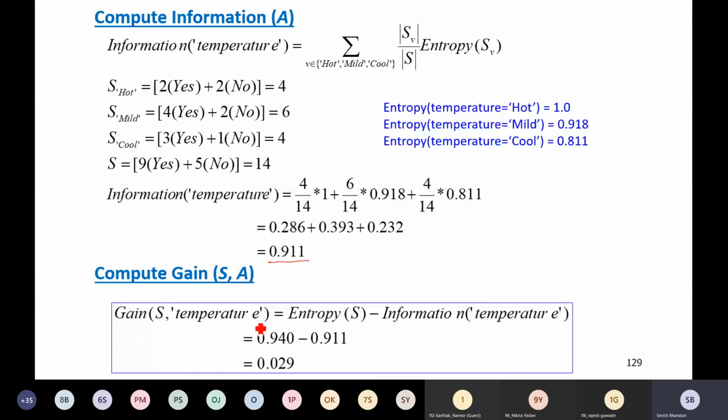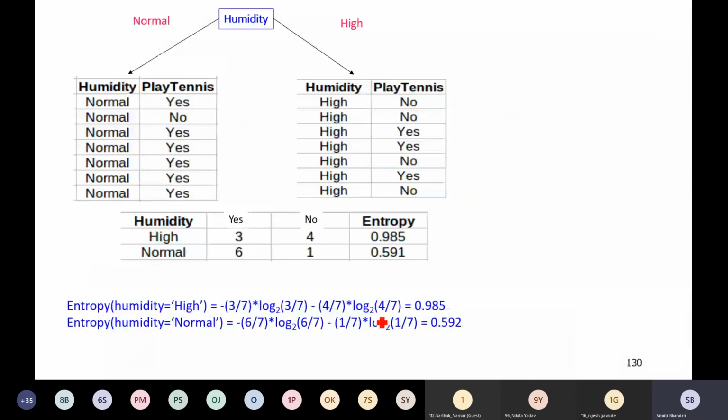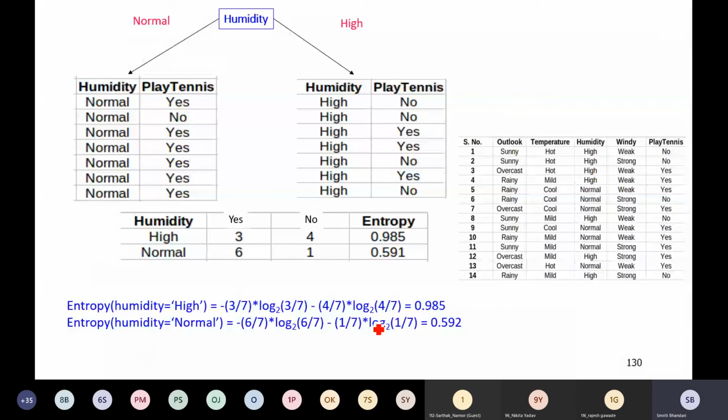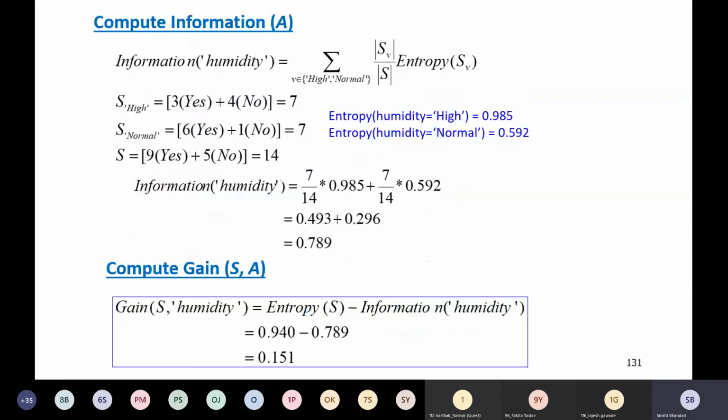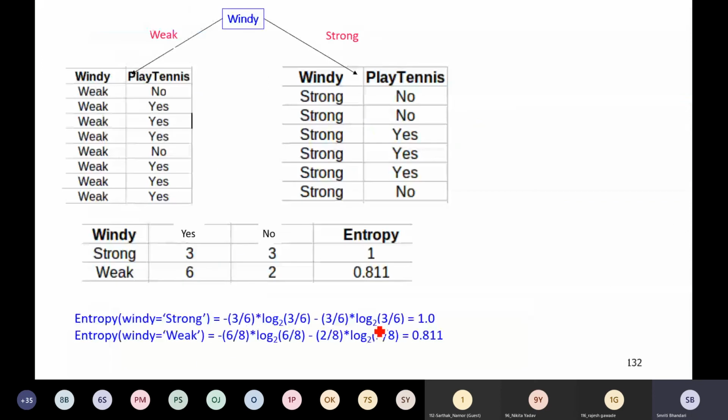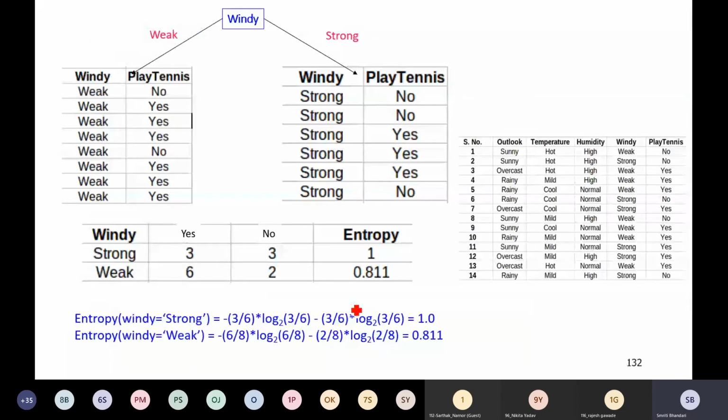So we need to compute now the gain for temperature, and it comes out to be 0.029. So this is the gain for attribute temperature. Similarly, we need to compute it for humidity, right? And we need to compute it for windy, because we have four attributes.